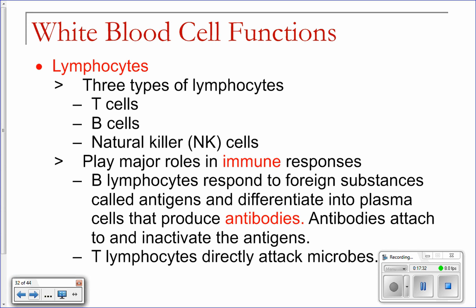Okay, so B cells, super important, right? You have different kinds of B cells. You have memory B cells that are involved in immunity, and those memory B cells can live in your body for years. Those are the ones that you want to create when you get shots. So if you get a vaccine, the purpose of that vaccine is for your body to create memory B cells.